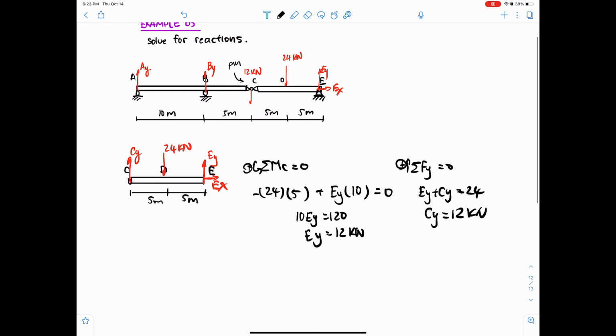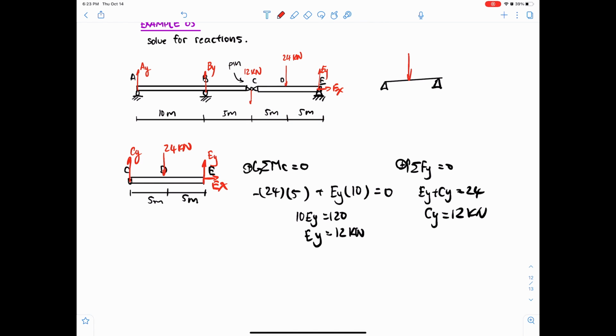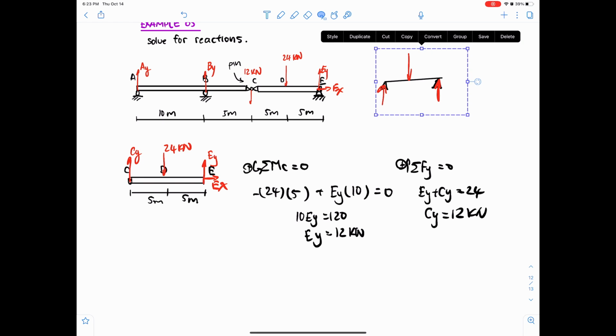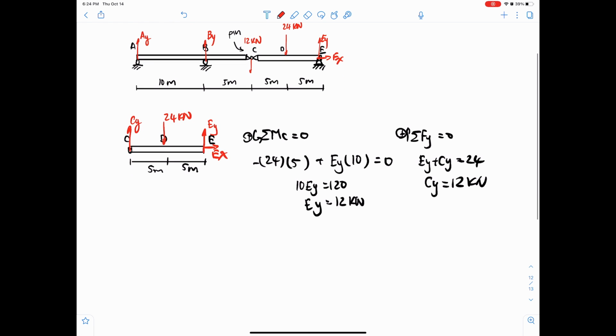Now, upon inspection, you might notice that it is symmetrical, right? Intuitively speaking, if you just apply a load here, this point and this point would simply support an equal amount of load, right? So that's just an intuitive check, really. We didn't need to go through all of this, but it's good practice to do so, okay?